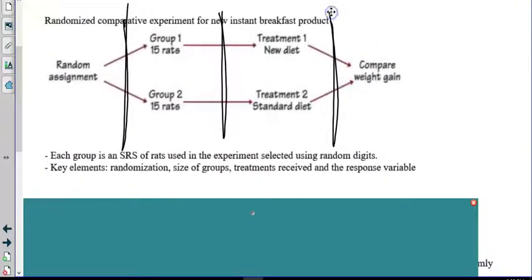There we go. Each one of those columns is a different element. We have the random assignment, the size, the treatment, and the response.